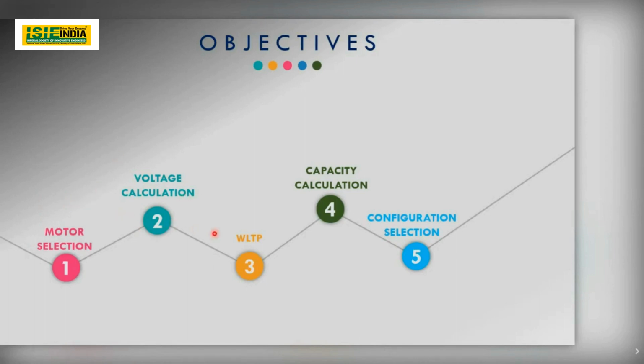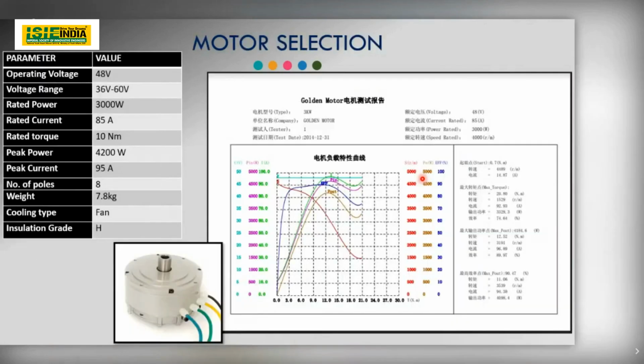Then I am going to introduce to you a new concept or procedure, that is WLTP. Then we will go to capacity calculation. So how is battery capacity calculated? And then what is the configuration selected for batteries? So let's start with the first objective, that is motor selection.